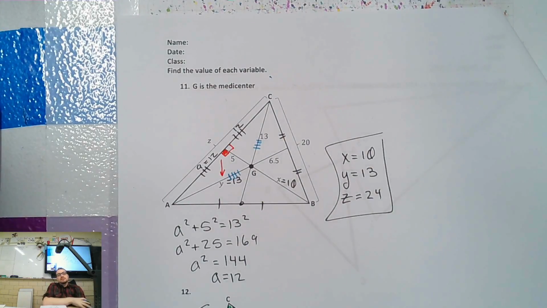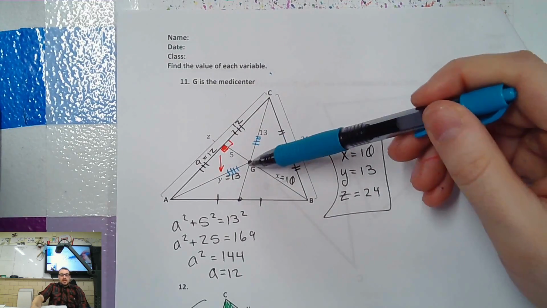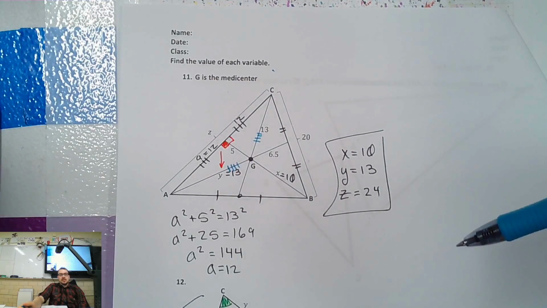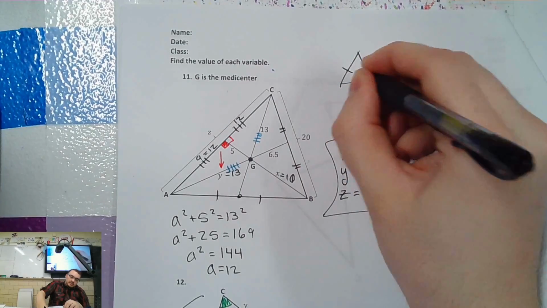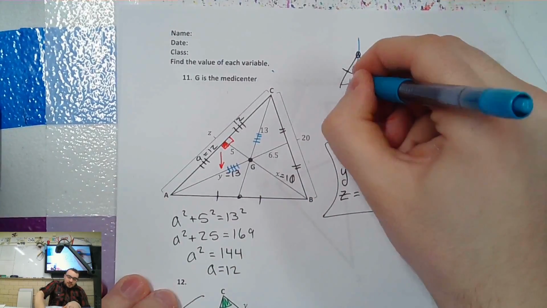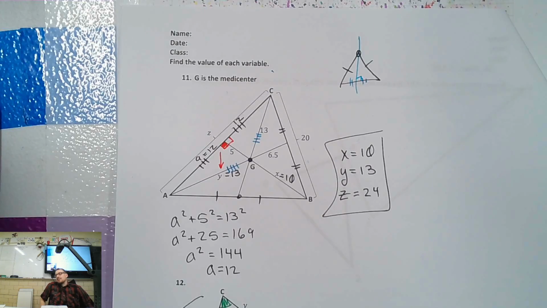How do you know that the line is perpendicular? Remember, perpendicular bisector theorem says if a point is equidistant from the endpoints of a segment, then it's on the perpendicular bisector of that segment. Remember that? If we have this, then that point will be on the perpendicular bisector. PB theorem converse.